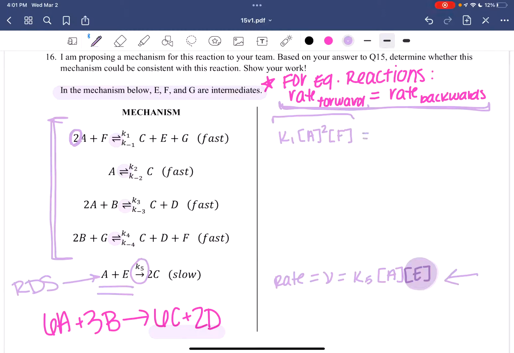Now we're going to set that equal to the same equation just for the backwards reaction. So instead of K1 as the rate constant, it's going to be K minus 1 because now we're going from right to left. So now the products that were in the forward reaction now become the reactants in the backwards reaction. So we have our rate constant times concentration of C times concentration of E times concentration of G. So that's our rate law for the first fast mechanism step.